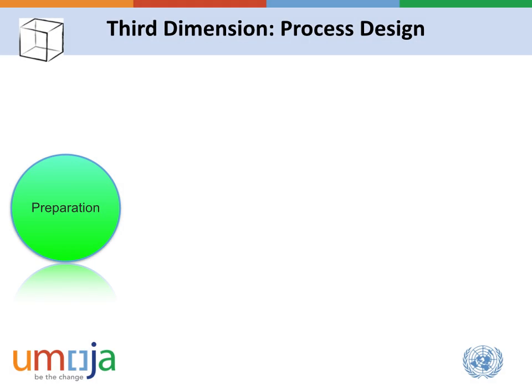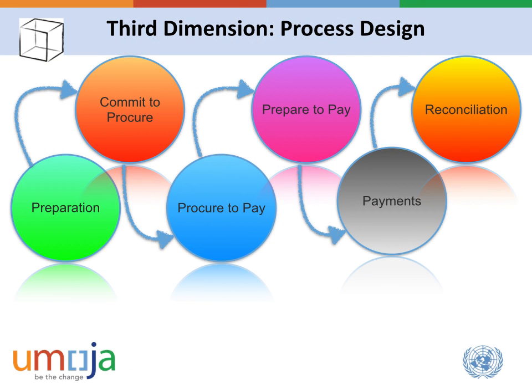The third dimension is process design. However complex your processes are, all these processes can be put in a very simple pattern. And this is what I have done, a simple pattern which can take care of 90 to 99% of your processes. The first step would be commit to procure. The second step will be procure to pay. The third step will be preparing to pay and doing the payments, and then you run the reconciliation to make sure everything is working in the order in which you wanted them to work.